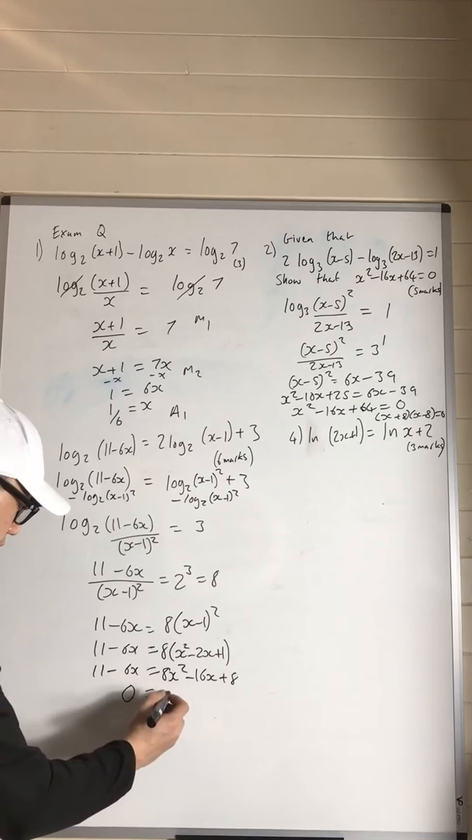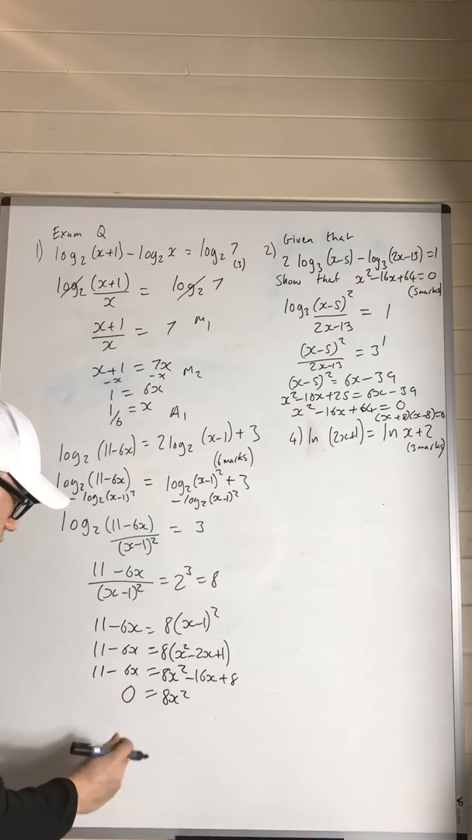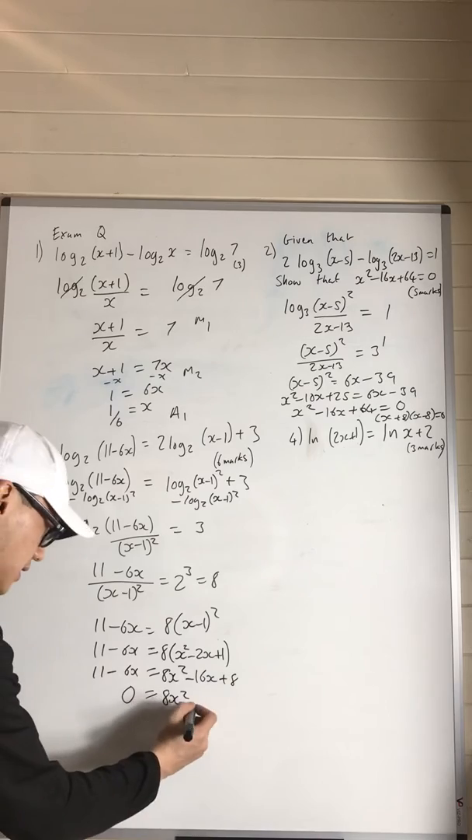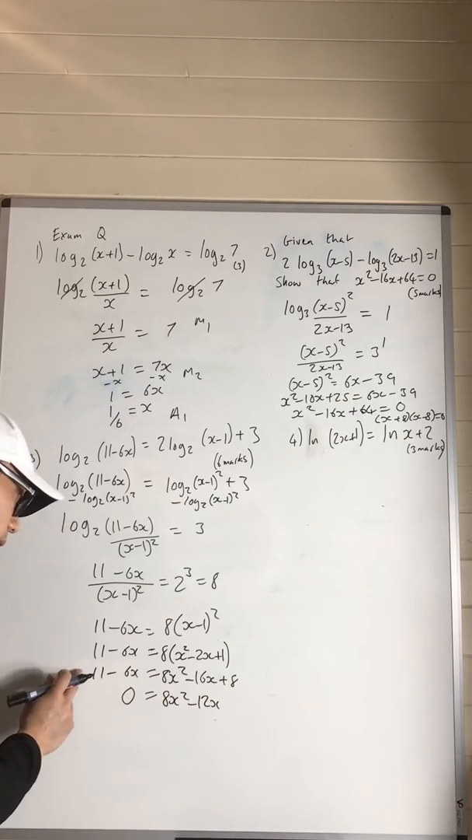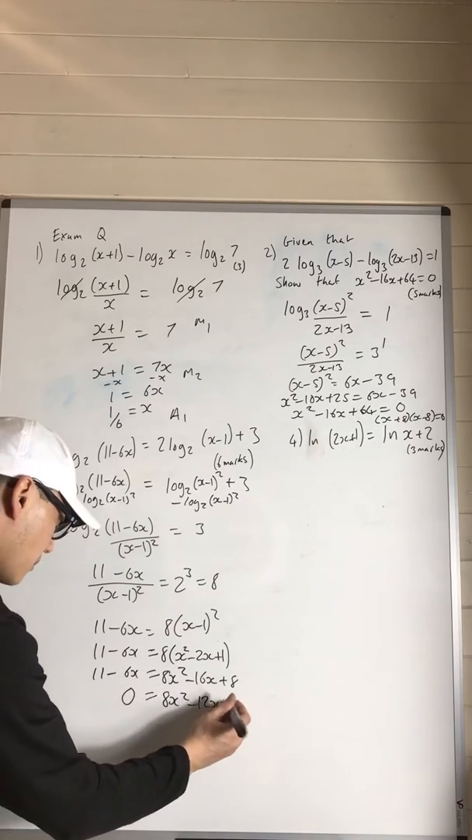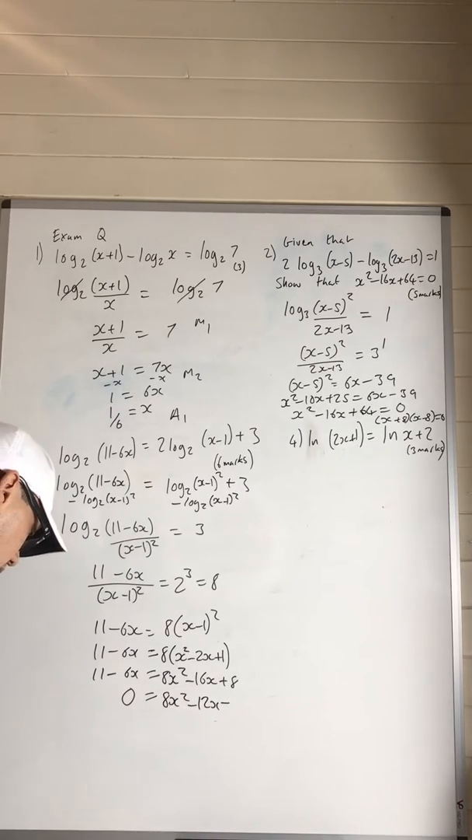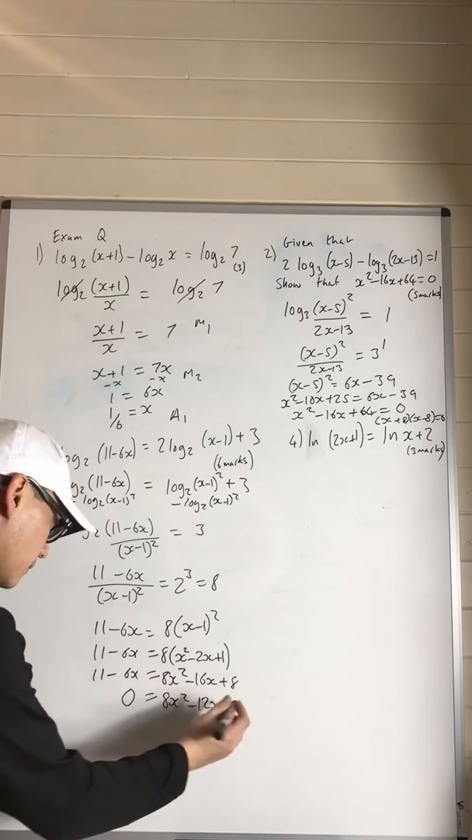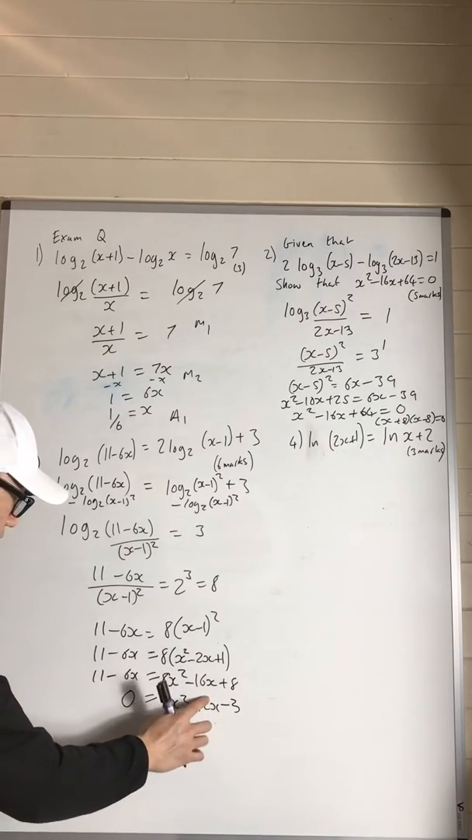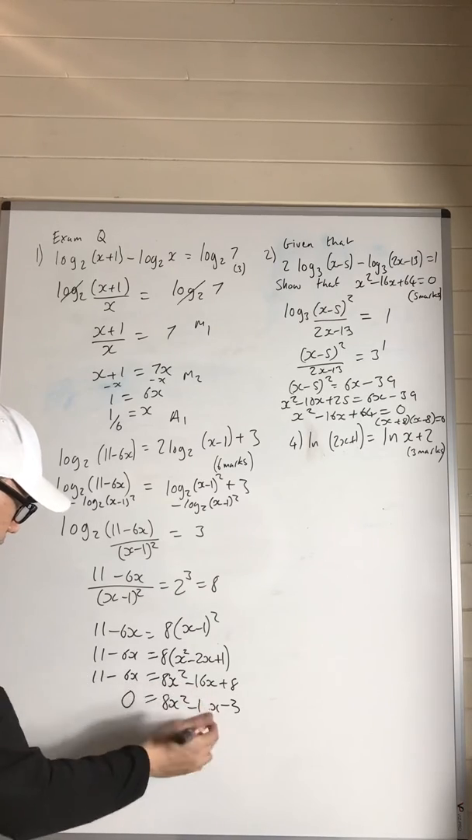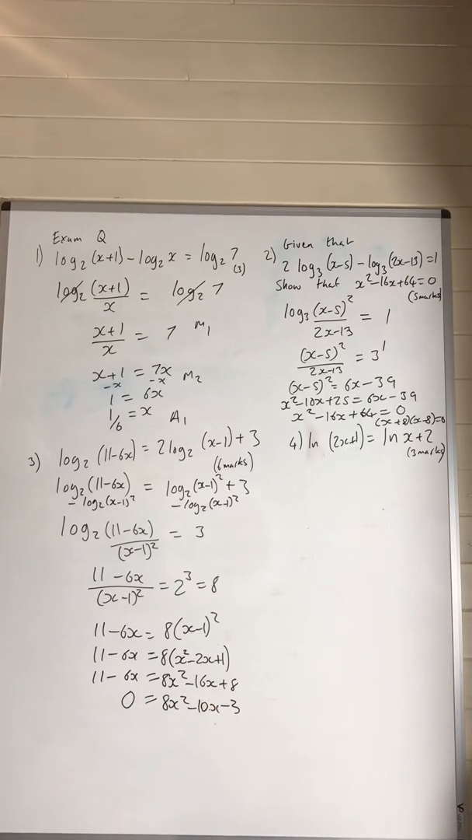0 equals 8x squared, and plus 6x, that's minus 10x, minus an 11, so that is minus 3, I believe. And minus 6x tells you to be careful here. Minus 16x, that's actually minus 10x.